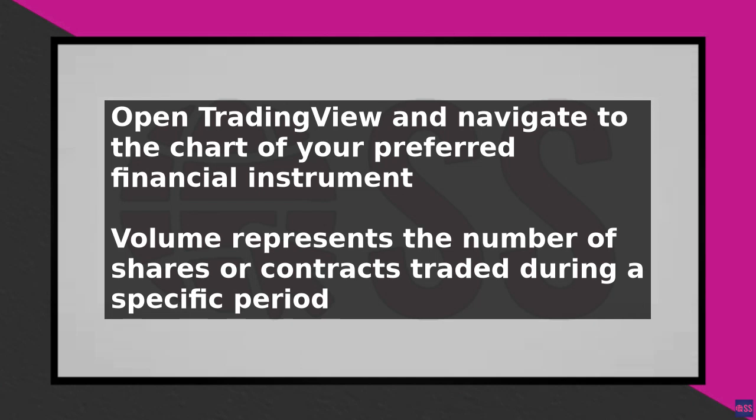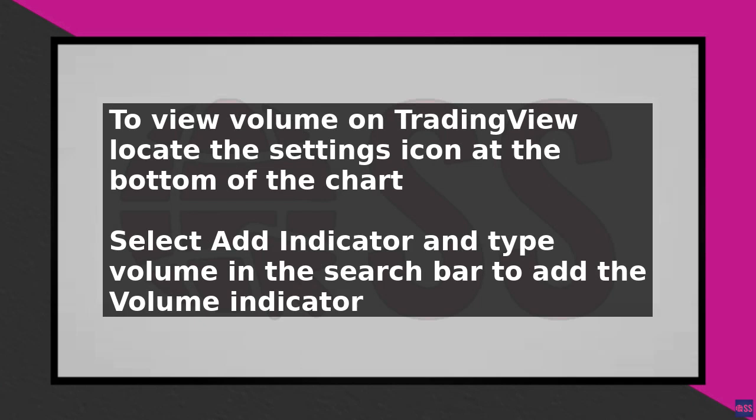To view volume on TradingView, locate the settings icon at the bottom of the chart and click on it. From the drop-down menu, select Add Indicator and type volume in the search bar. Select the volume indicator and click Apply.